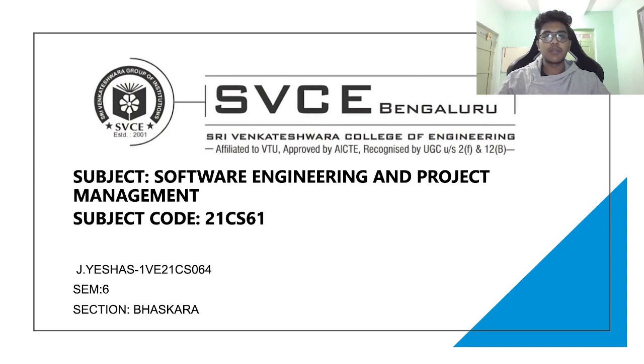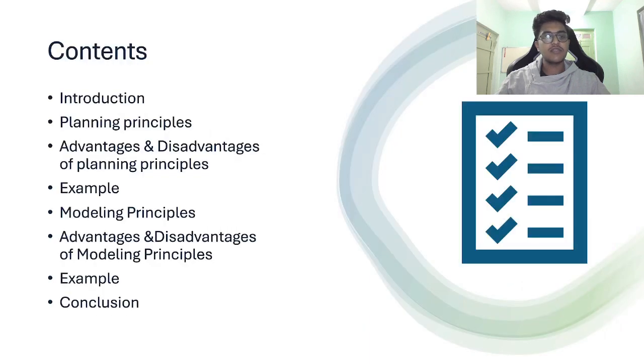So the subject I'm going to be talking about now is software engineering and project management, subject code 21CS61. So without any delay, let's get into the video. The contents of this video are the introduction, the planning principles, advantages and disadvantages of planning principles, the examples, the modeling principles, advantages and disadvantages of the modeling principle, the example for the modeling principle, and the conclusion at the last.